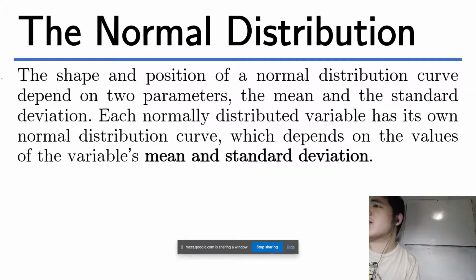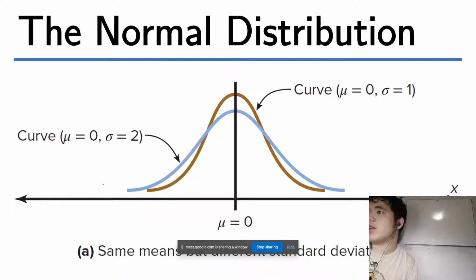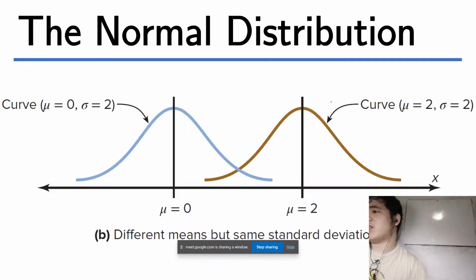The shape and position of the normal distribution curve depend on the variable's mean and standard deviation. This is the most important thing we're looking at today. When the standard deviation is lower, the curve is taller and a bit narrower. When the mean is 0 and sigma is 1, it is higher. Take note, we're using population data: population mean and population standard deviation.